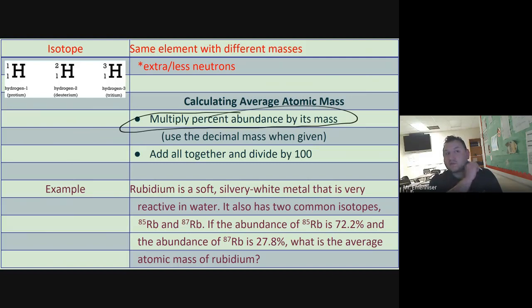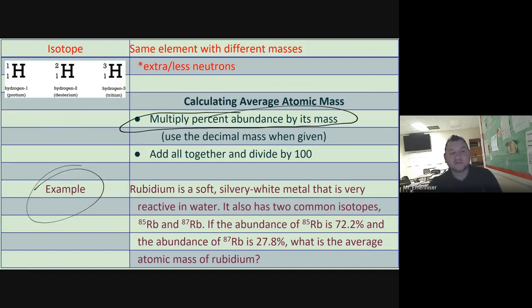Okay, so that's the process of doing these problems, like described. We're going to multiply the percent abundance for each isotope by its mass, and then we're going to add them all up and then divide by 100. Okay, so let's do an example.